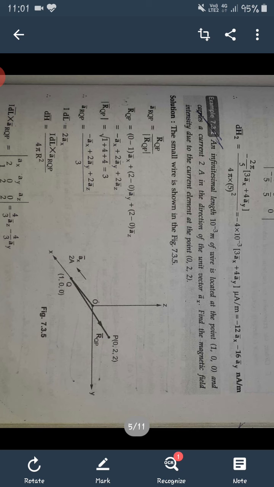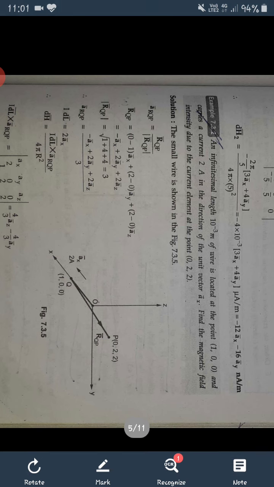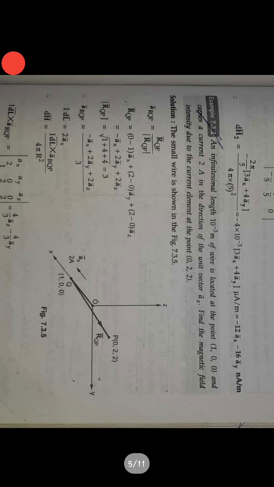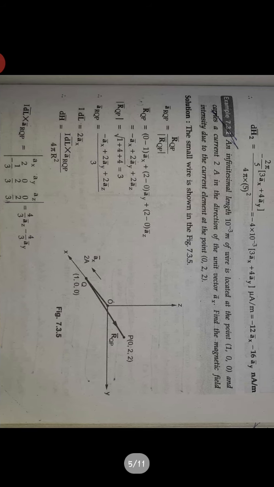And it is given that the IdL vector equals 2ax, because it is said in the problem that it carries a current of 2 ampere in the direction of the unit vector ax. Therefore it is 2ax. Therefore the dH vector will be written as IdL cross aRQP by 4 pi r squared. What is IdL? 2ax, and aRQP we already have. So we have to take the cross product of these two. Therefore IdL cross aRQP.